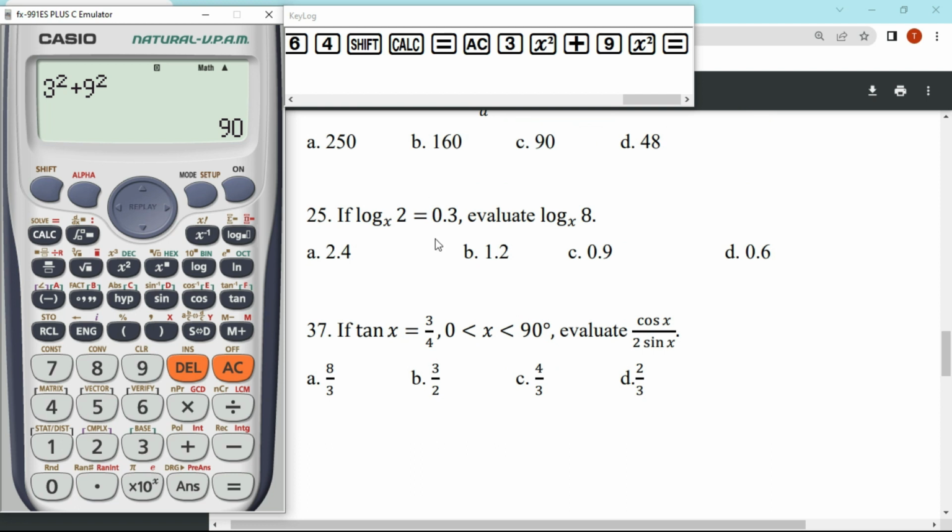Question 25 reads, if log of 2 base x is equal to 0.3, then we are asked to evaluate log of 8 base x. All that you have to do first is to find the value of x. We are going to input this into the calculator just the way it is. So we click on the log here, then bring the base x, then we bring the 2, and all of that will be equal to 0.3.